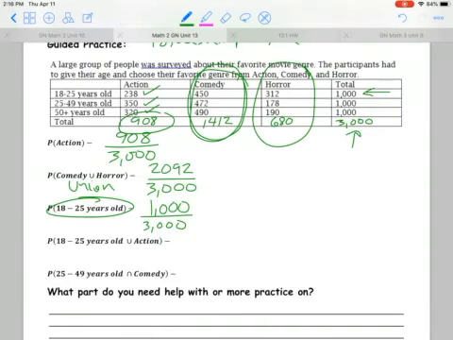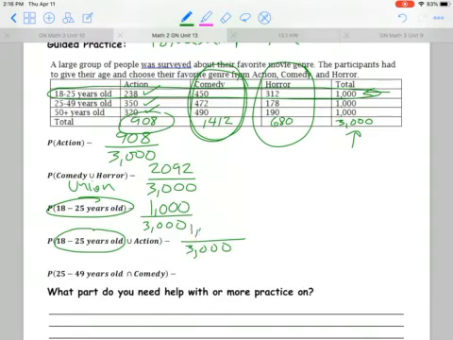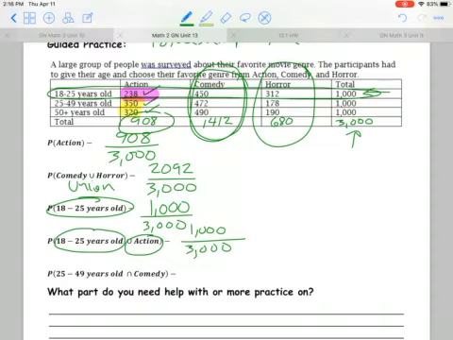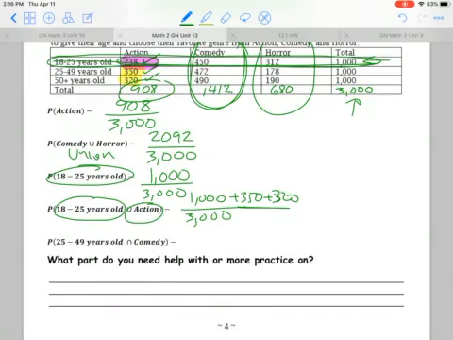Okay, for this next one's a little tricky. There are 3,000 people in this study, and the 18 to 25-year-olds, we already said, are right here. So there's 1,000 of them. But we also want to know, we're going to add the action people that we haven't used. So we used these action people, and we're going to add these ones and these ones. So we're going to add the 350 and the 320. We don't want to add the 238 again, because they already got counted in this 18 to 25 column. So you're going to end up with 1,670 out of 3,000 for that.